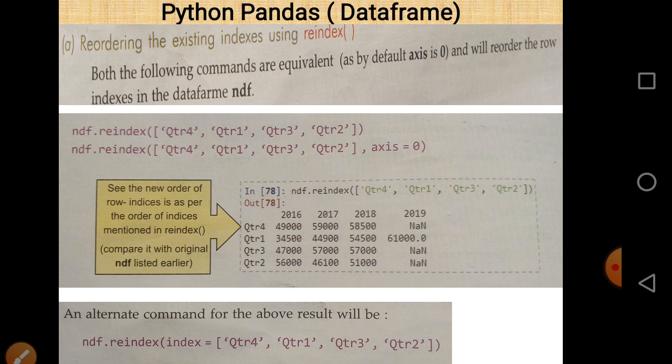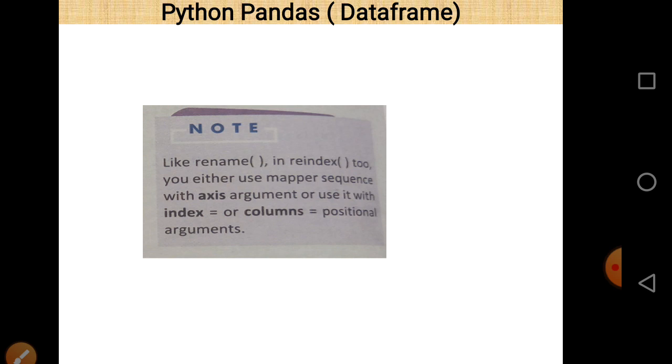And what happens when we take x is equal to 1? Let us take another example. There is important information here. Like rename, in reindex you either use mapper sequence with axis argument or use it with index or columns. So the point says that we can use index or columns, or we can use labels. That's why there are two syntaxes of this. So either use index or columns, or you can use mapper also, or axis argument.